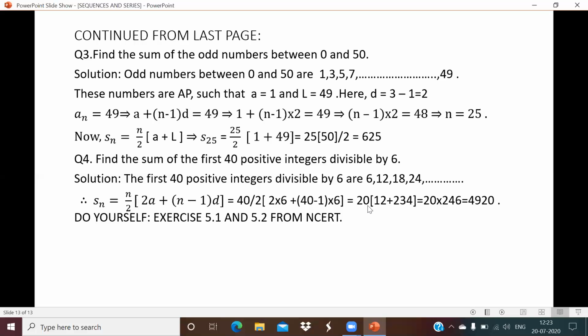On the basis of them, you can do exercise 5.1 and 5.2 from NCERT.